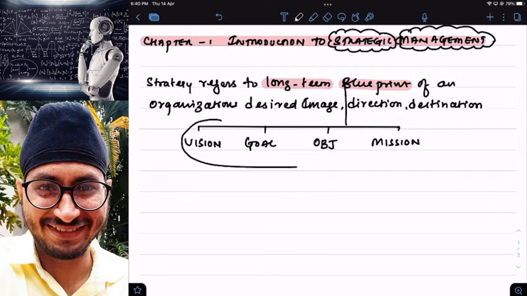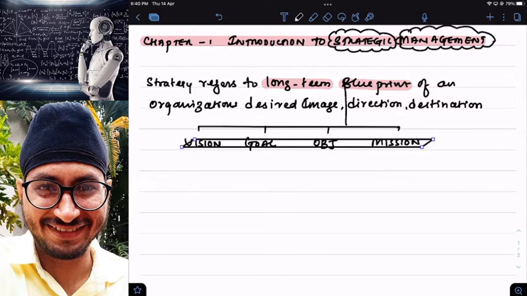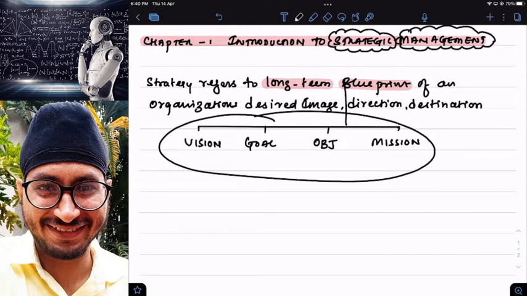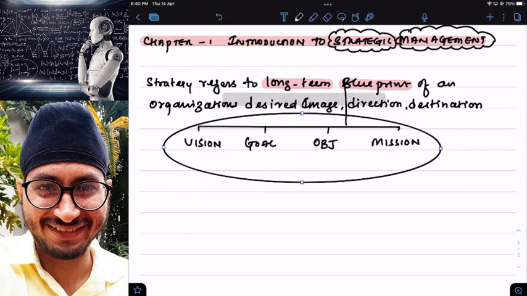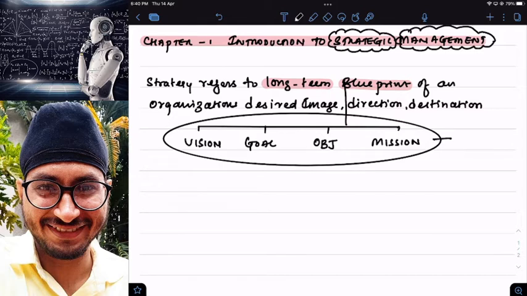All these things in detail we are going to study in chapter number 3. Most of the concepts in our complete chapter 3 are vision, goal, objectives, and mission only. So what is strategy, sir? Strategy is nothing but long-term blueprint of what, sir? Organization's desired image. Image means goodwill. Here, desired image means desired goodwill. An example of image is goodwill.